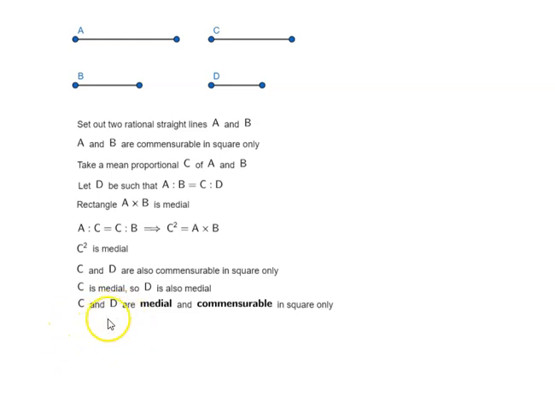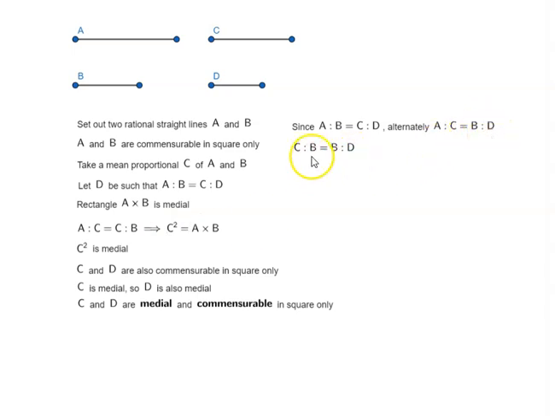Now we have to show that the rectangle contained by these two is rational. So since A is to B equal to C is to D, alternately we can write it as A is to C as B is to D. C is to B is equal to B is to D. Where did we get this? Here we have A is to C equal to B is to D. And here we have A is to C equal to C is to B. So which means C is to B is equal to B is to D.